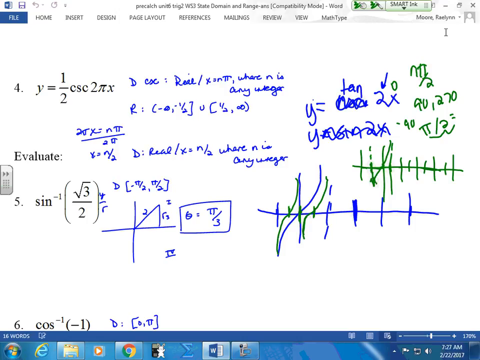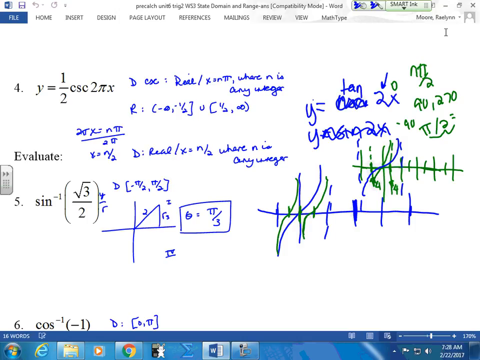Pi over 4 would be right here. So my asymptotes are going to be at pi over 4. This is my pi over 2. This is where I used to be, in here. This is my 90. So now I'm half that distance because my cycle for a tangent is not 2 pi, it's pi. If I cut my new cycle, it's pi over 2: 45 this way, 45 this way. So my asymptotes are at the 45s.